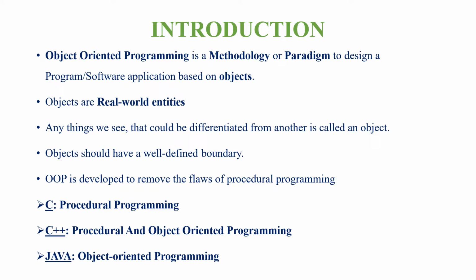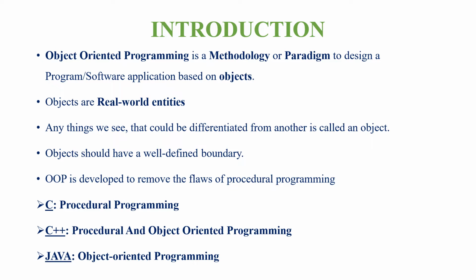Objects are nothing but real world entities. That is, I can say it is a physical entity. Objects have a well-defined boundary. That is, we can differentiate one object from another. And why was object-oriented programming developed? Can anyone say? It was developed in order to remove the flaws in procedural programming.